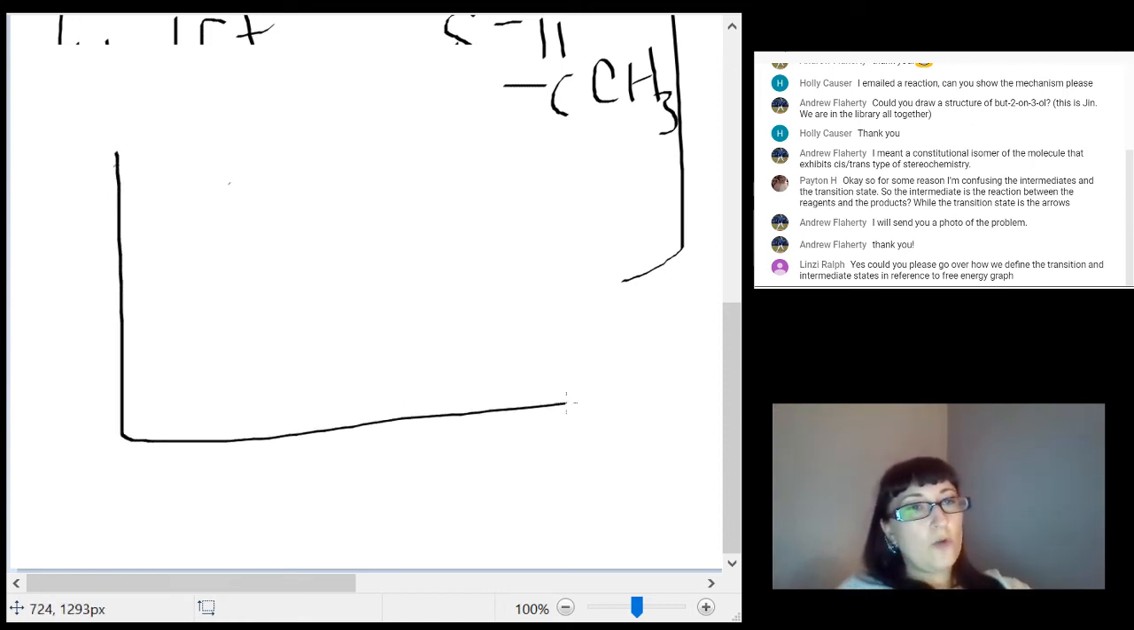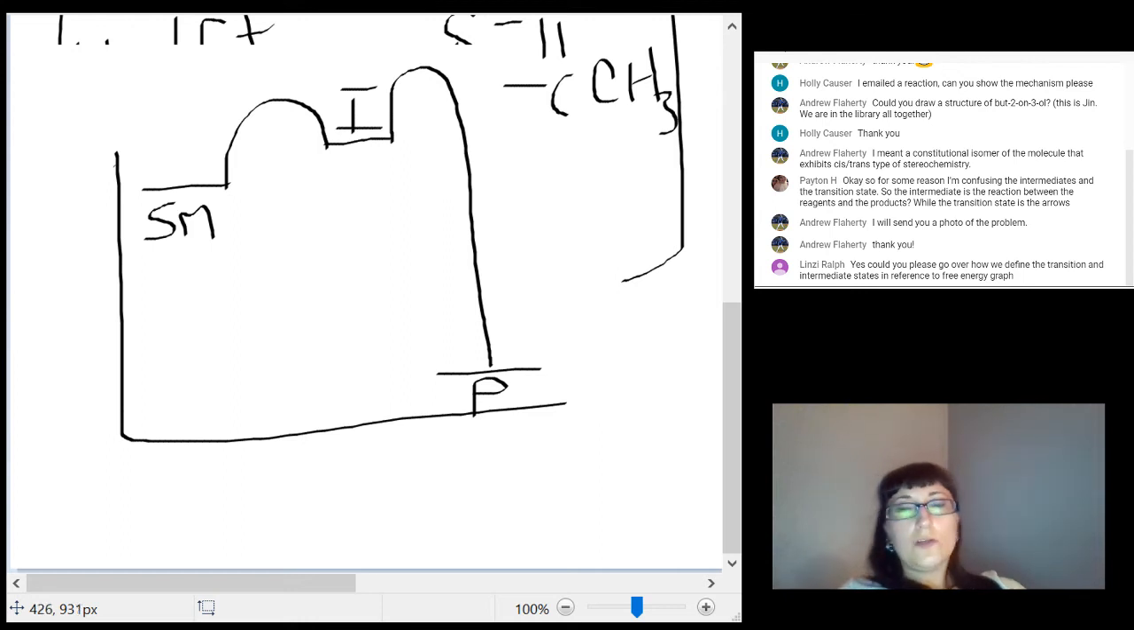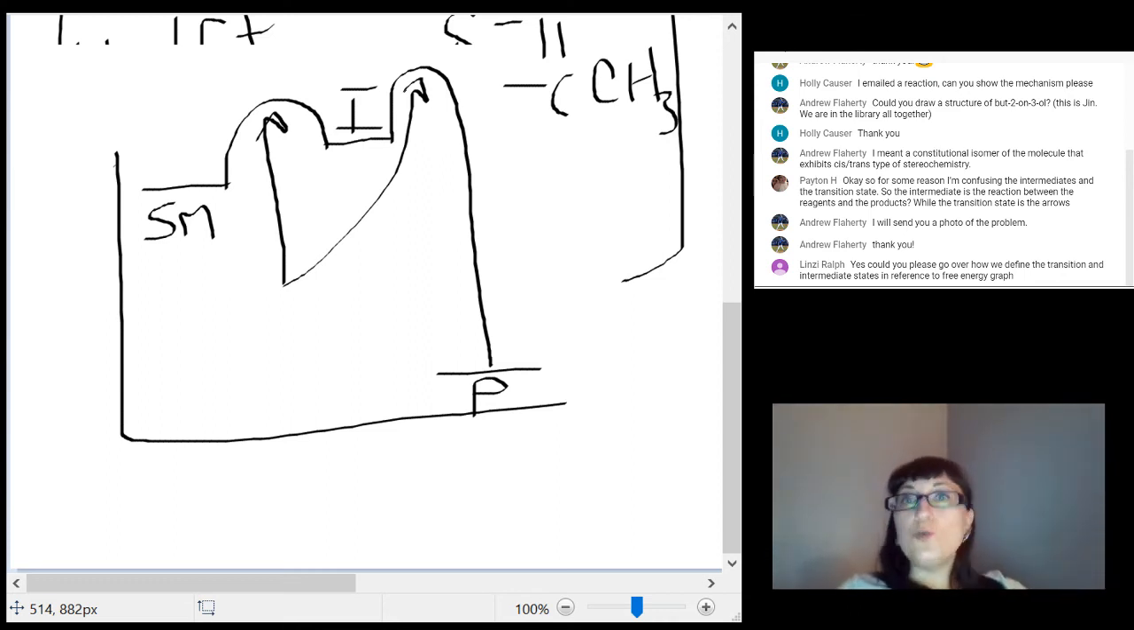So you could have one where you have your starting material, you have your product, and you have some sort of intermediate. So notice in this case you have two transition states. You have two humps in that curve, meaning you have two steps. If you have two steps, you have two transition states and one intermediate, is how that works. Okay. So definitely go and look at the one that I have on D2L.